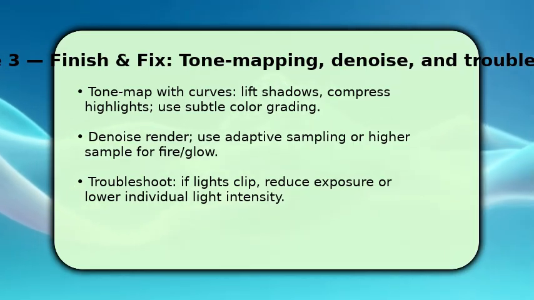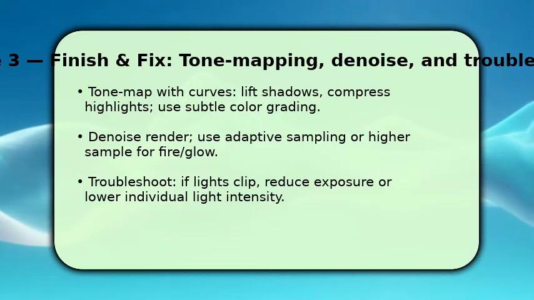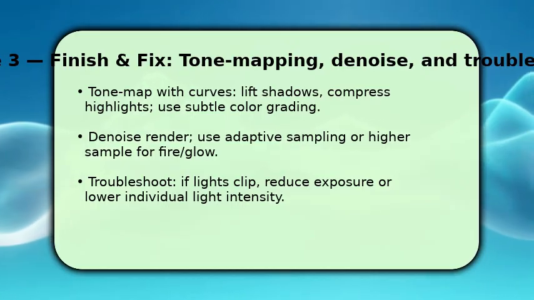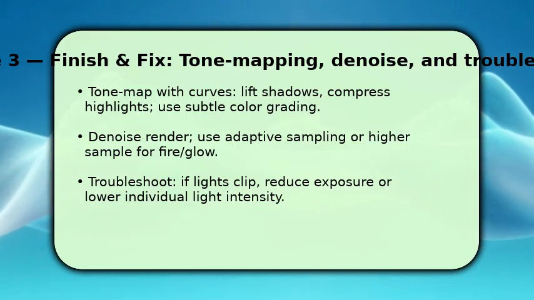Adaptive sampling helps preserve bright glints. If you see clipping or ugly hot pixels, reduce camera exposure or lower offending light strengths instead of brightening everything. If noise persists, increase samples for small bright sources. This single fix prevents grain without.